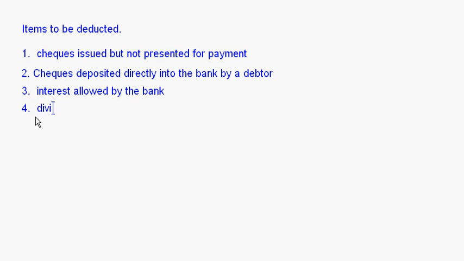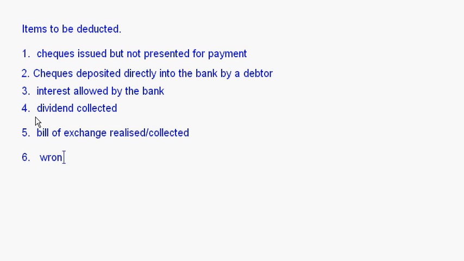Any dividend collected by the bank again increases the bank balance. Dividend collected, fine. And then any bill of exchange collected, realized or collected, that again increases the bank balance, but the cash book balance will be less, right?